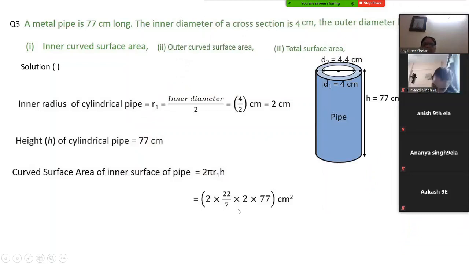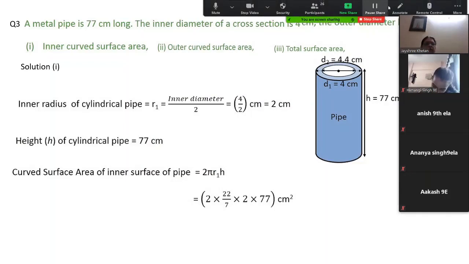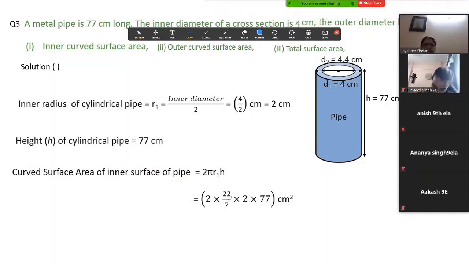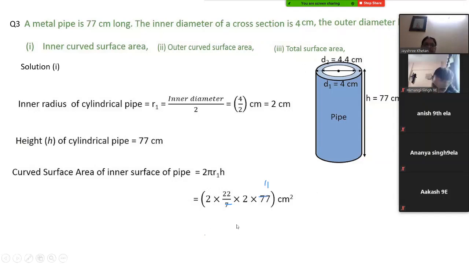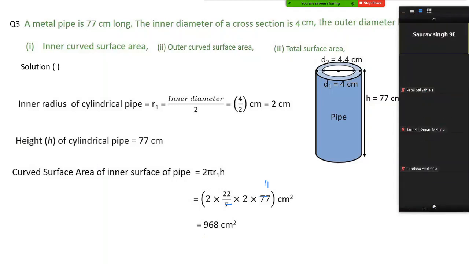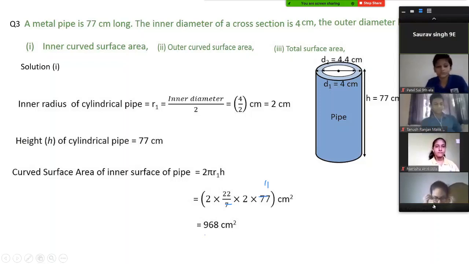So here 2 into 22 upon 7 into 2 into 77, this will get cancelled, and the answer we are getting is 396 centimeter square. Got it everybody? Did everyone understand? This was clear to all. Okay. Now we will move to the next part.